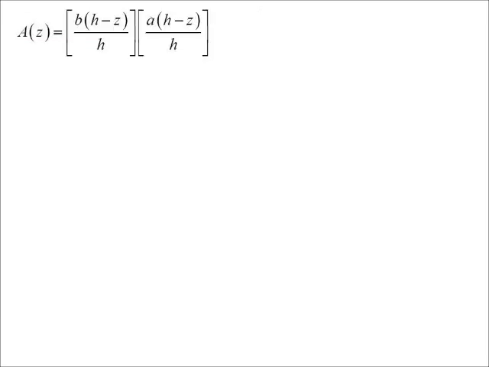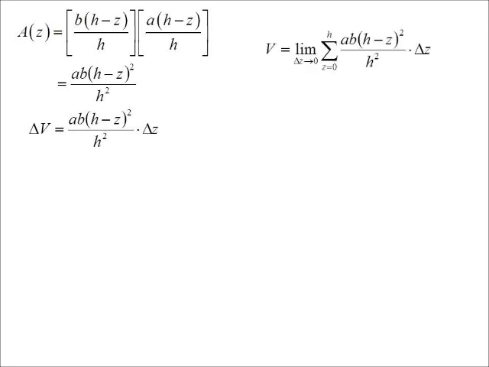There's my area function. I have it in terms of z. Tidy that up a bit. ab(h minus z) squared on h squared, which means the element of the volume would be that times the thickness. Set up my sum. Now z, remember, is the height, so we're going from the base where it's 0 up to the top where it's h. And so that's what we're integrating.